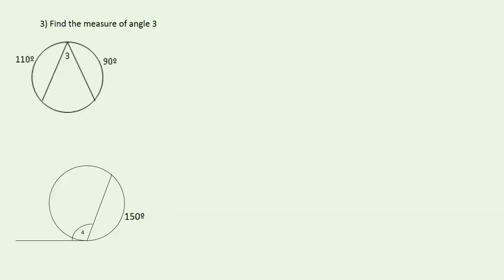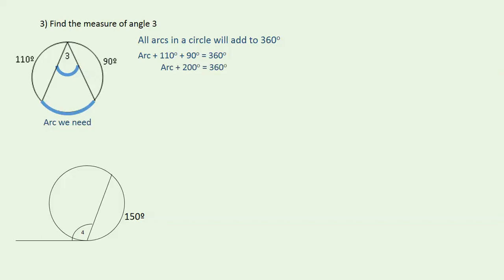Now, let's find the measure of angle 3. To solve for angle 3, we're going to need the arc across from it. Using what we know about circles, we know that all arcs in a circle will add to 360 degrees. So if we take the arc that we need, plus the 110 degrees, plus the 90 degrees that we're given, they will all add to 360 degrees. Combining like terms, that means that the arc we need, plus 200 degrees, will equal 360 degrees. To solve, we'll subtract 200 from both sides, and we find that the arc we need is 160 degrees.